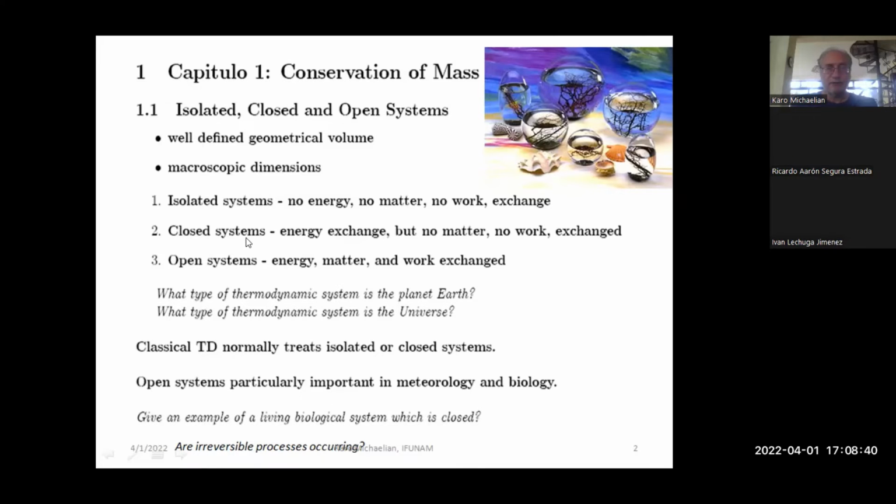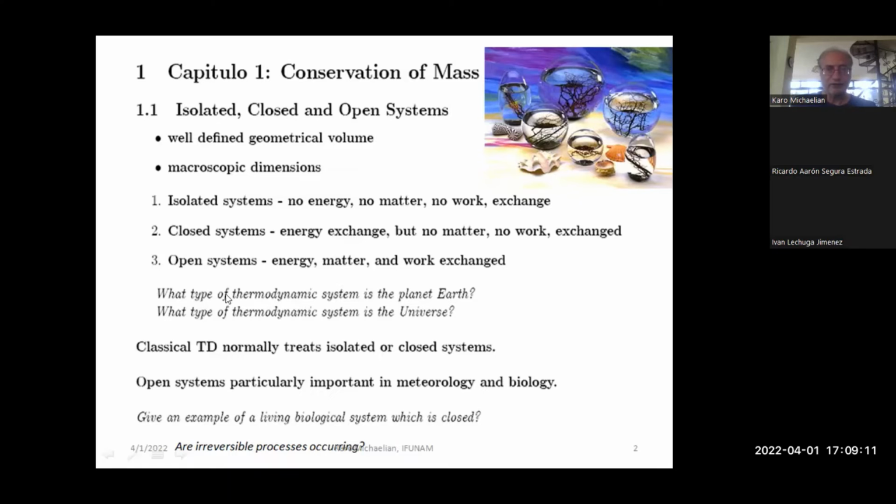We also have closed systems where we do allow exchange of energy, but no matter and no work performed over the system. So this in fact would be like these ecospheres where light is allowed to come into the system. So we do have an exchange of energy in the system, and infrared light can leave the system in the form of heat. And we also consider open systems, in which they are open to energy, matter, and work exchange between the system and the environment.